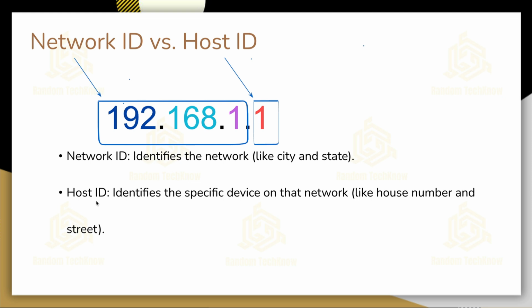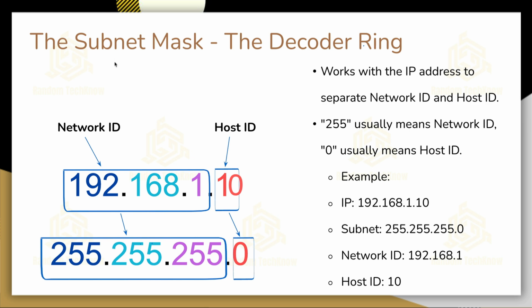But how do we know which part of the IP address is the network ID and which is the host ID? That's where the subnet mask comes in. It's like a secret decoder ring that works alongside the IP address. A subnet mask also looks like an IP address, but its job is to tell your computer which bits represent the network and which represent the host.